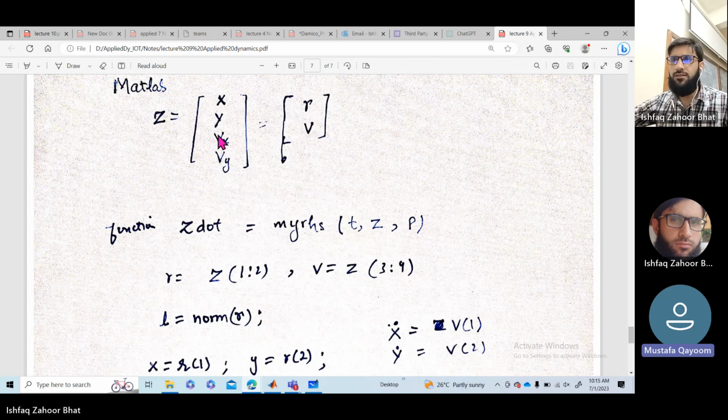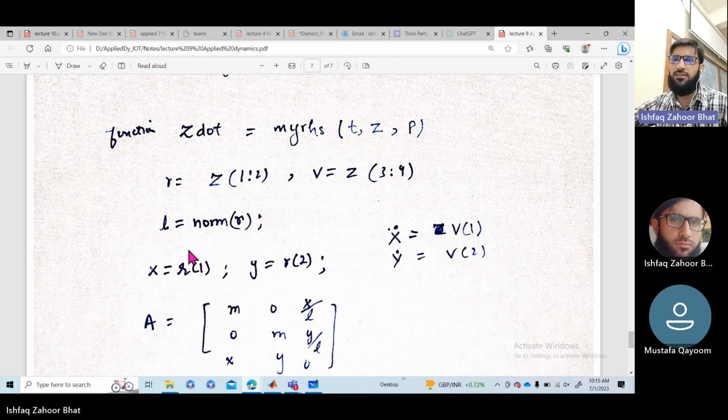Position vector in terms of X and Y. Similarly, I can define Vx and Vy as a single vector, that is velocity. What is R? R was the first and second component of Z. That is how I extract it. That Z of 1 and 2. When you write this command, it will pull out this X and this Y. Similarly, V is nothing but Z of 3 and 4, that is the third component and fourth component of Z.